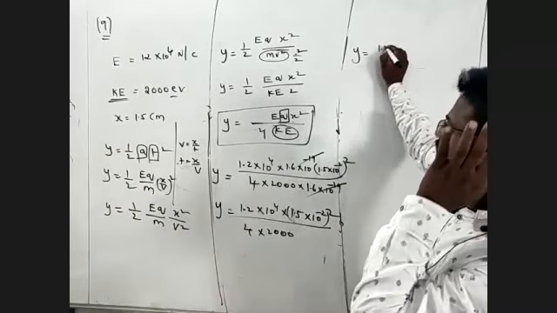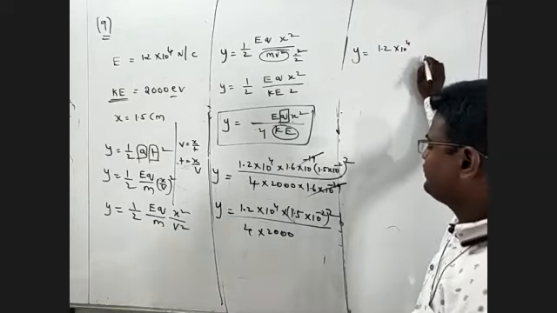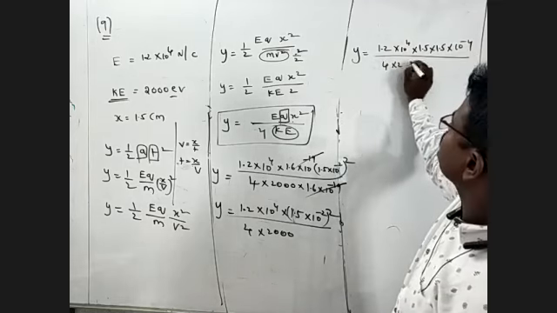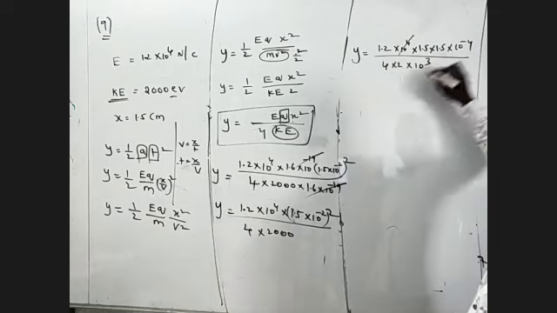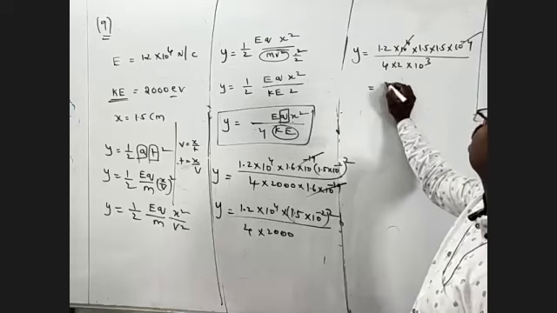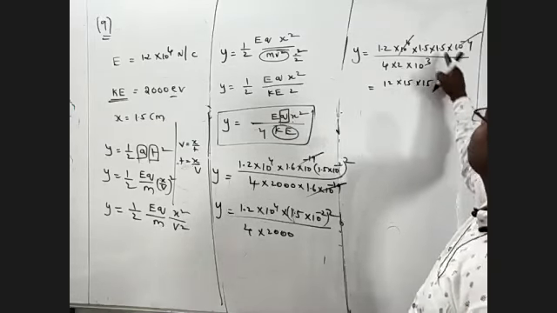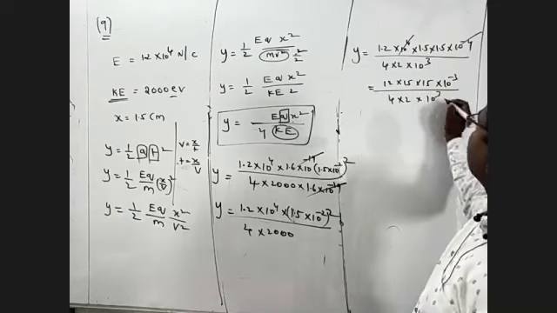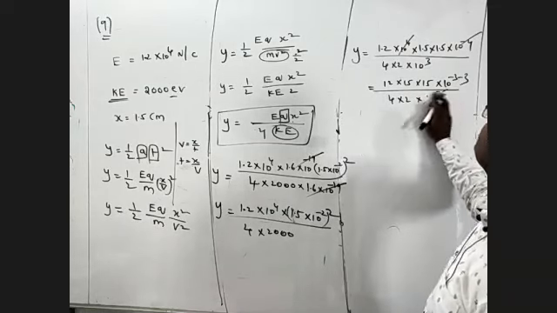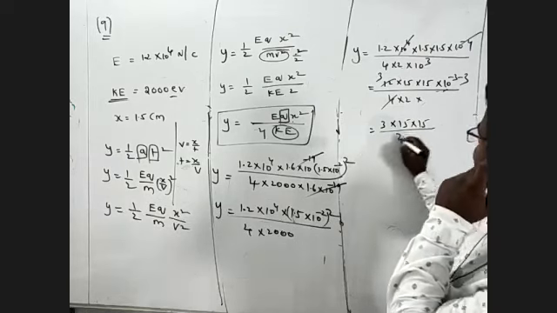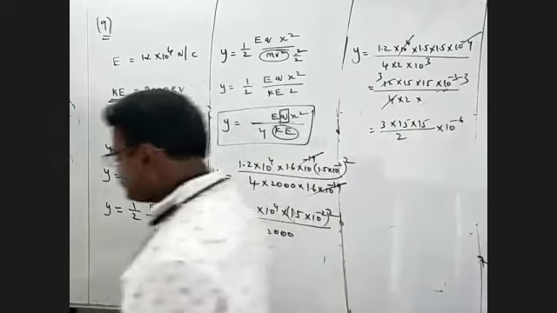Y is equal to 1.2 into 10 power of 4 into 1.5 into 1.5 into 10 power of minus 4, by 4 into 2 into 10 power of 3. The 10 power of plus 4 and 10 power of minus 4 cancel each other; the powers add to 10 power of 0, which is 1. So we have 1.2 into 15 into 15, and writing 10 power of minus 3 for the 10 power of 3 in the denominator, this becomes 3 into 15 into 15 by 2 into 10 power of minus 6.